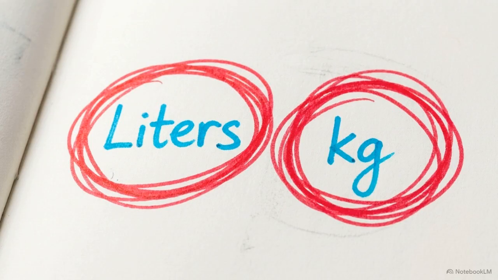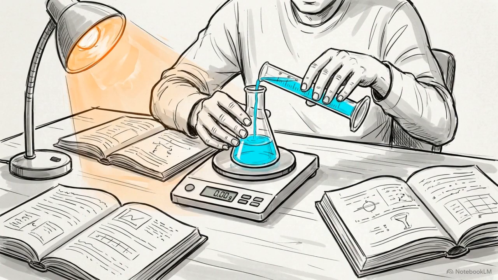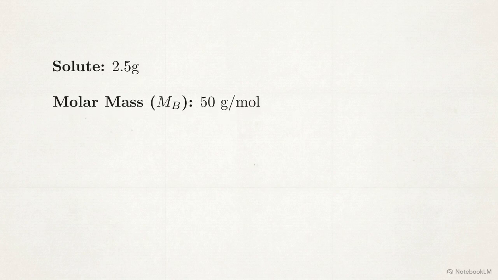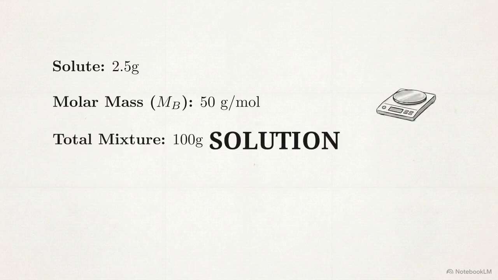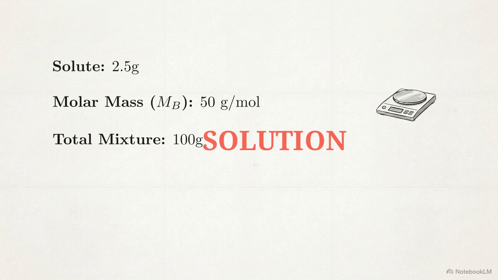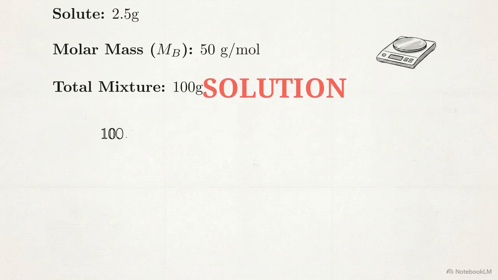Notice the exact difference in those denominators. Success with these problems depends on whether you are using the volume of the solution or the mass of the solvent. Test your understanding by solving this. Calculate the molality of 2.5 grams of a solute with a molar mass of 50 dissolved in 100 grams of solution. If you used 0.1 kilograms as your denominator, your calculation included the mass of the solute. Molality requires only the mass of the solvent.